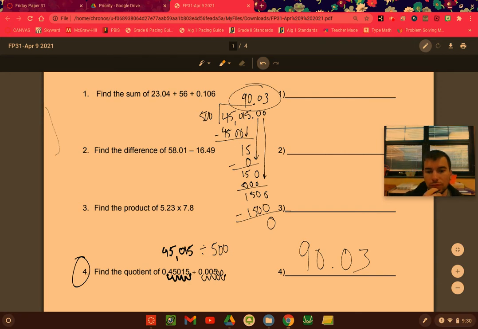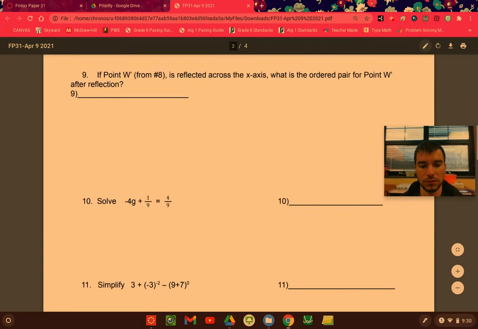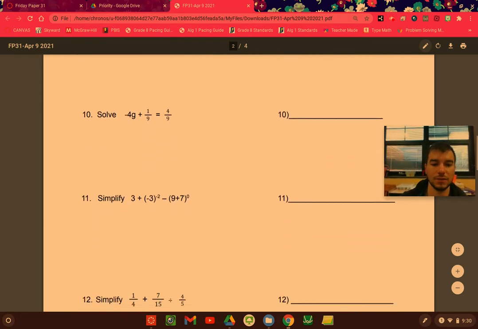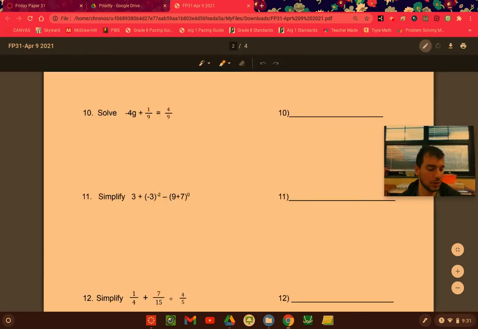Hopefully no questions. You guys got that? We've done a lot of these, so hopefully you guys are getting better with those. We're going to go all the way down to number 10. Mrs. Golding and I were just talking about how this one has a lot of different ways you can do it. I'm just going to show 2 really quick ways you guys can do it.